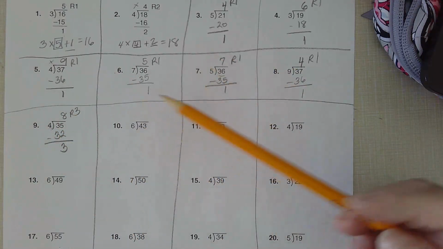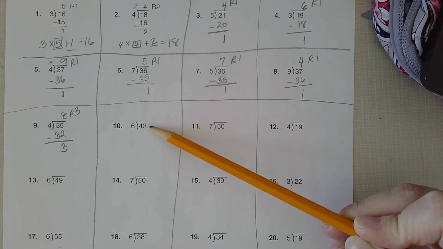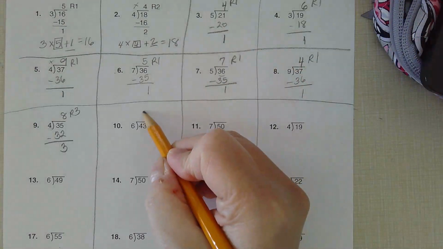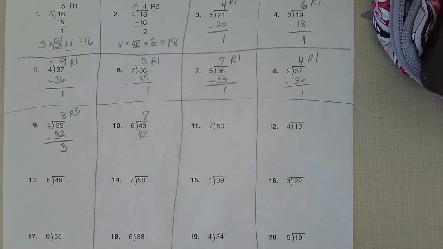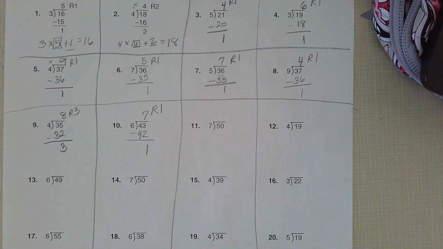Next problem. Can 6 go into 4? No. Can it go into 43? Yes. How many times? Well, 6 times 7 is 42. So our 7 goes there. Our 42 goes here. We subtract, get 1 remaining, 7 with a remainder of 1.